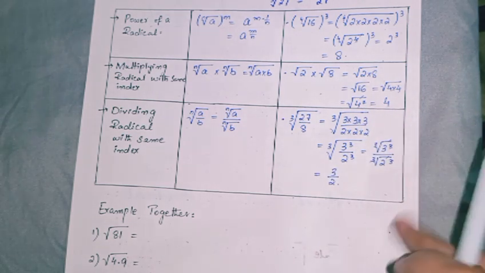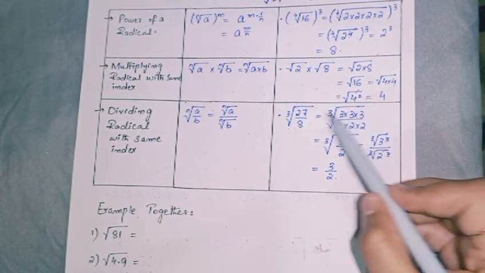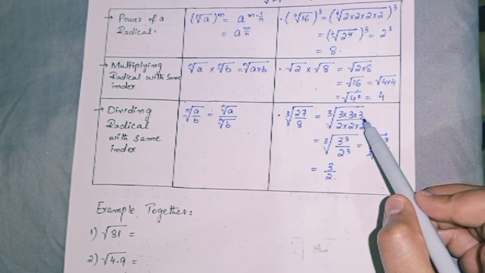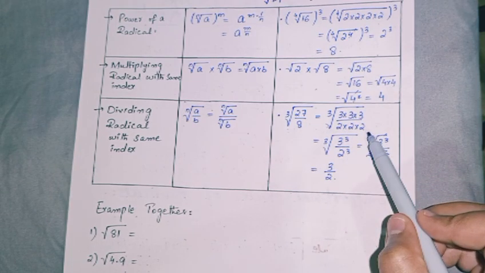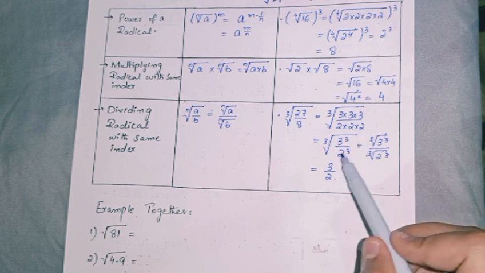It's up to you, totally up to you. Okay, now so you are taking the factors of 27. It's 3 into 3 into 3. And what about 8? It's 3 times 2. Okay, 3 to the power 3 and 2 to the power 3.